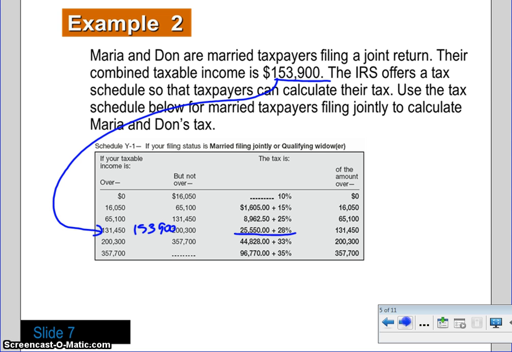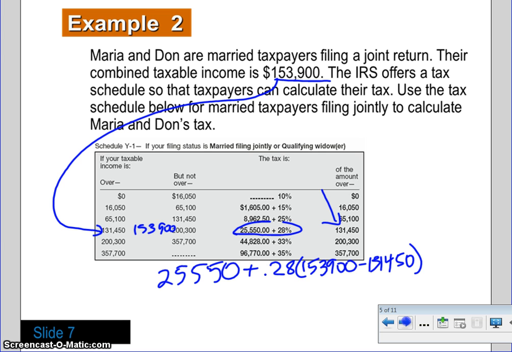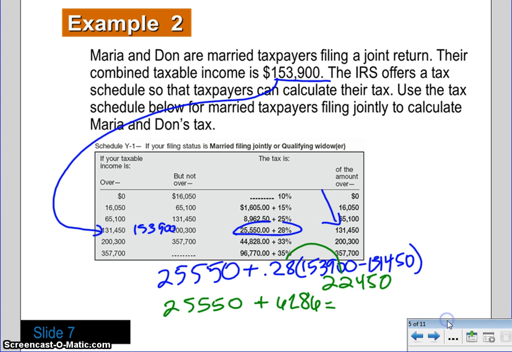So this is the calculation that we're going to use. It's $25,550 plus 28% of the amount over $131,450. So we're going to take $153,900 minus $131,450. Once we calculate that, we end up with, I'll write it in a little different color, $22,450 is what they are over. So when I multiply the $22,450 by 0.28, I end up with $6,286. When I add that to the $25,550, I see that we are going to have a total of $31,836 paid in taxes.